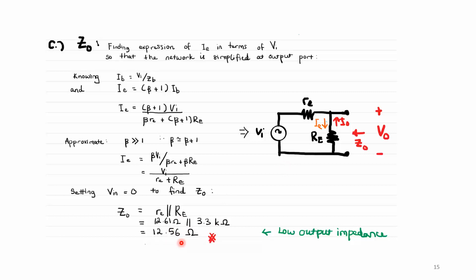And again, compared to the examples and the configurations that we had before this, Zout is much lower. So this is demonstrating the fact that the emitter follower has low output impedance instead of high output impedance.